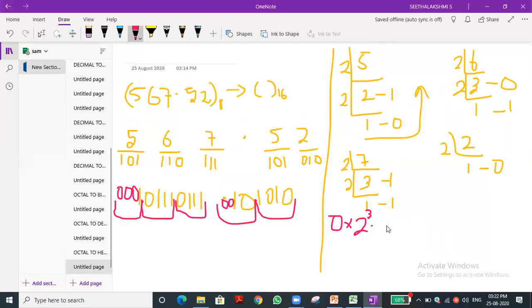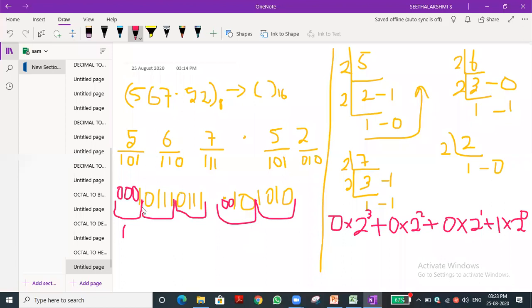Okay, then plus again. What is the next value? 0, no? So 0 into again 2 to the power of 2. Then plus 0 into 2 to the power of 1. Then plus 1 into 2 to the power of 0. Very good. So what is the value we get exactly? Anything to the power of 0 is 1, 1 into 1, 1 we got. So here we have to write 1.